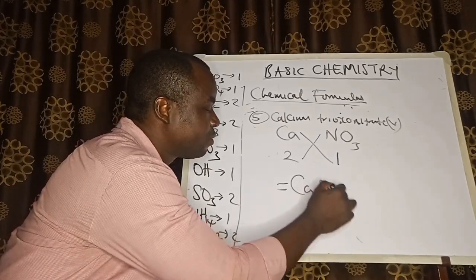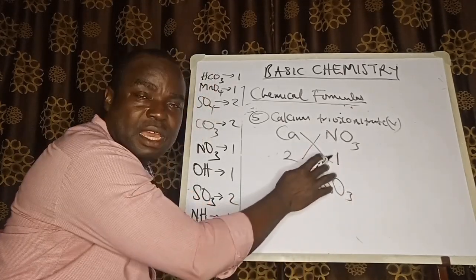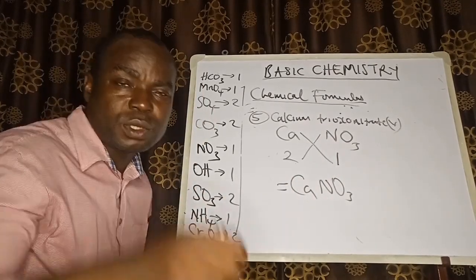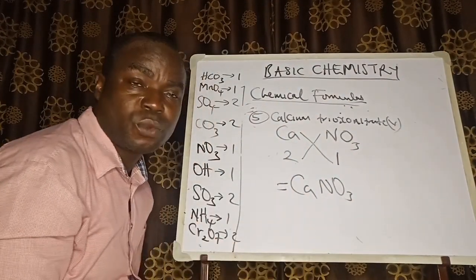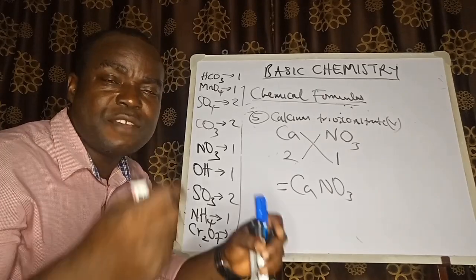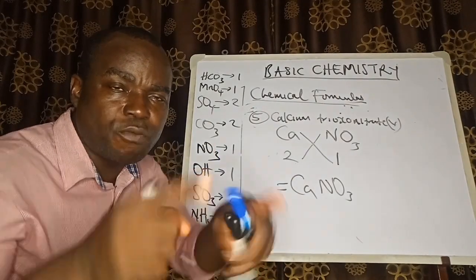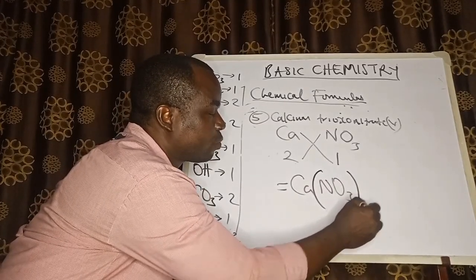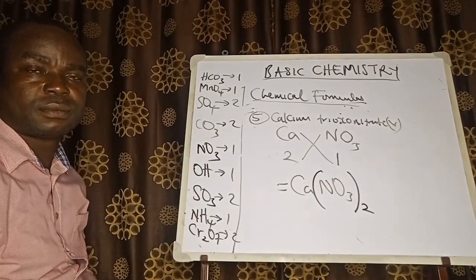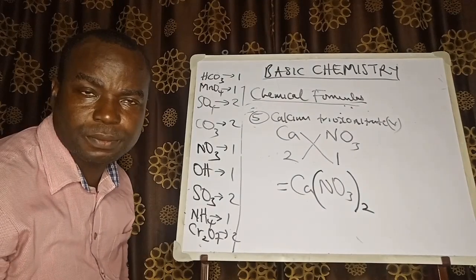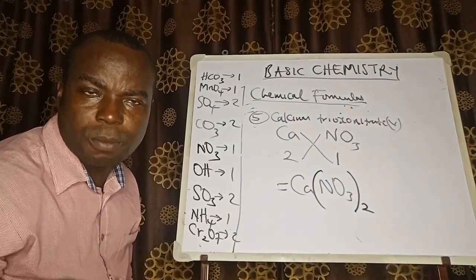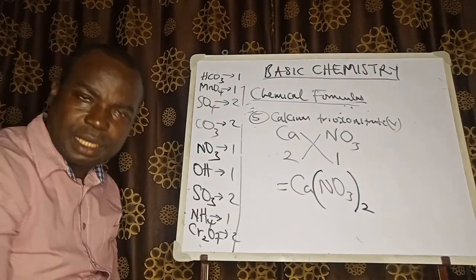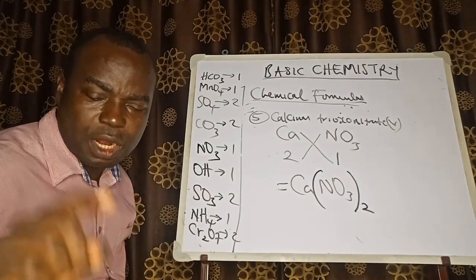Now I have NO3, but where do I now put these 2? Because there's already 3 existing here. Where do I put the 2? What you do is that if you are working on a group of atoms, just put the whole thing in a bracket like this and put 2 outside. That's the formula for what? Calcium trioxonitrate 5. Is it clear? Now, I'll show you another one.